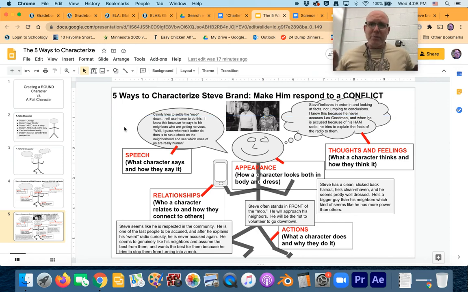So let's take a look at Steve Brand, our hero of Monster Joe Maple Street. Speech. What does he say? Well, here's the thing. He definitely talks as a leader, and he says things like this. He uses humor. He says, well, I guess what we'd better do then is run a check on the neighborhood and see which ones of us are really human. I think he says that to Tommy, but he's basically saying it to the whole neighborhood, saying, dude, we're freaking out. So his words are to try to calm things.